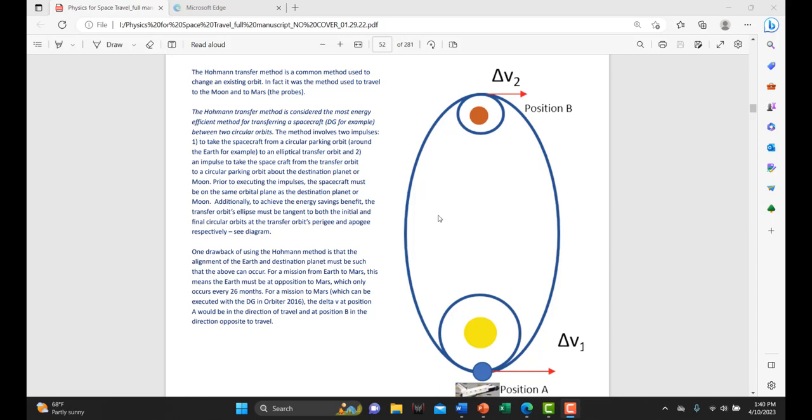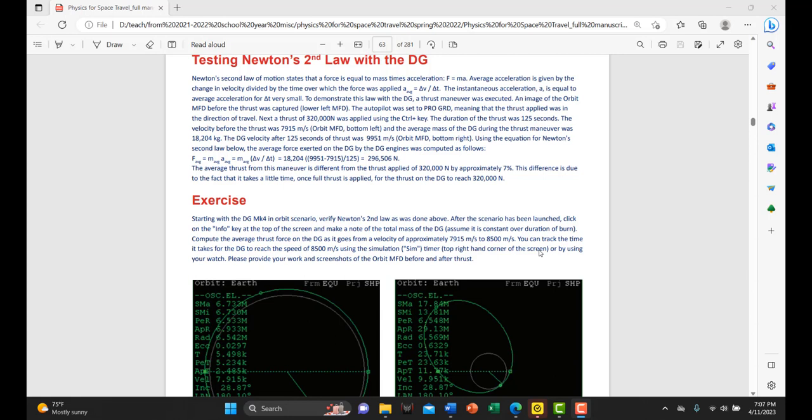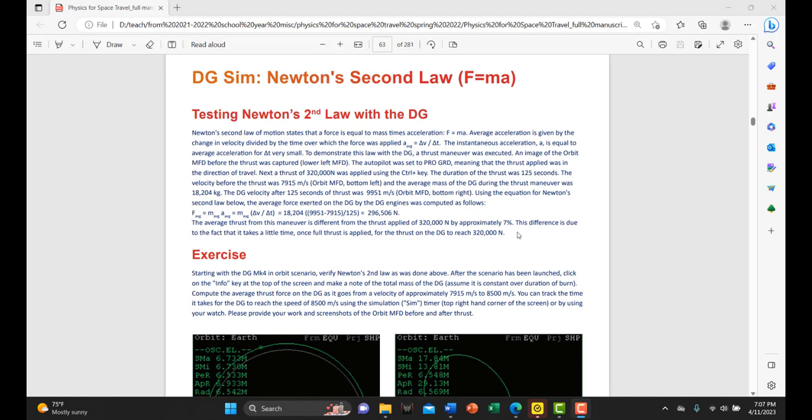I'll show you an example of this in a bit here that's related to the mission to the moon. Okay, page 63, Physics for Space Travel. This has to do with a maneuver to confirm certain laws of physics. This maneuver will enable you to confirm Newton's second law with the Delta glider.